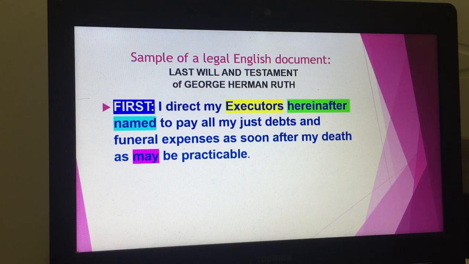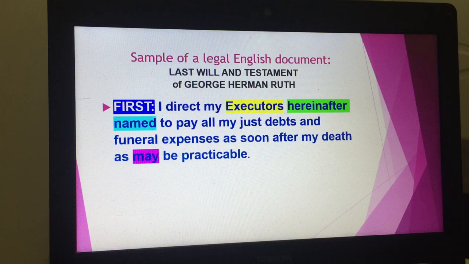So they are named to pay. He's saying, I am directing them to pay all my just debts and funeral expenses. Meaning that they are going to be paying all my debts that are fair debts, not anybody who claims that they have debts with me. It has to be just. But only just these that they will be paying, which is my debts and my funeral expenses.